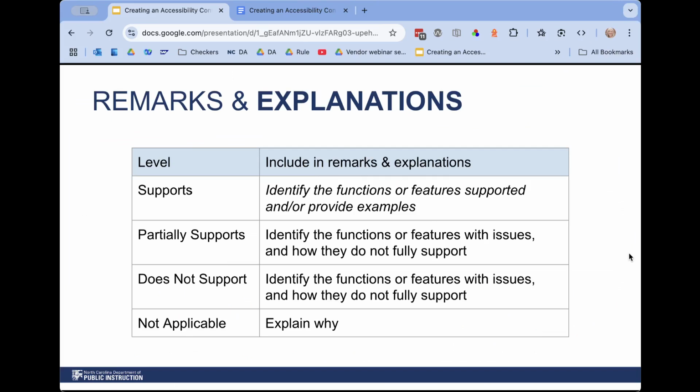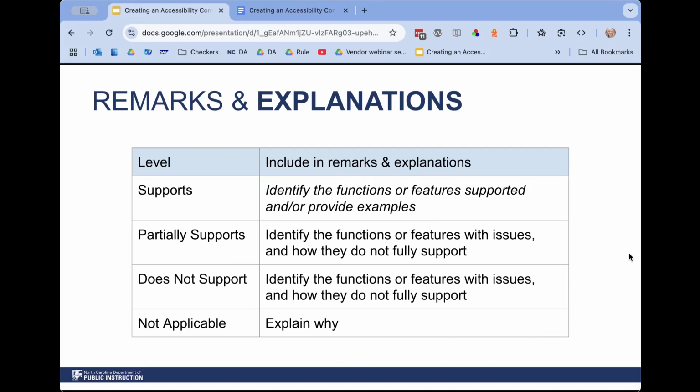So these are spelled out in the template themselves. The supports section here where I have a phrase in italics, this is my addition. This was not included in the narrative of the VPAT. So this is just Donna Murray talking.